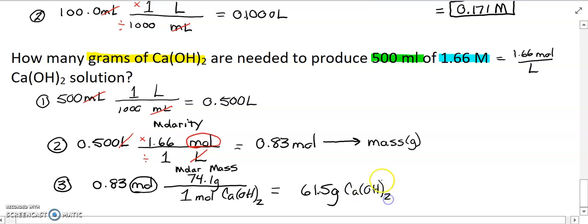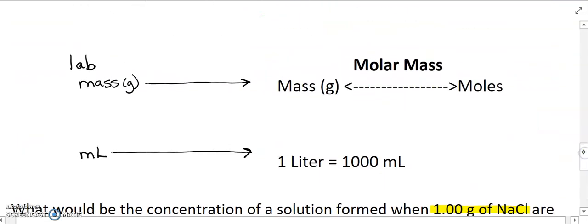So, with molarity calculations, it's moles divided by liters. But frequently with molarity calculations, you have to take grams and turn it into moles, and milliliters and turn it into liters. So watch your units.